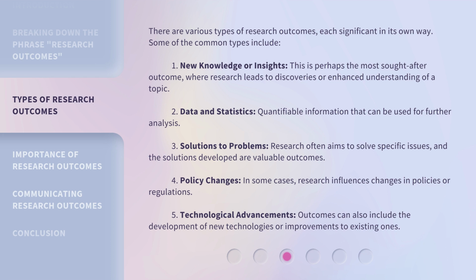3. Solutions to problems. Research often aims to solve specific issues, and the solutions developed are valuable outcomes. 4. Policy changes. In some cases, research influences changes in policies or regulations. 5. Technological advancements. Outcomes can also include the development of new technologies or improvements to existing ones.